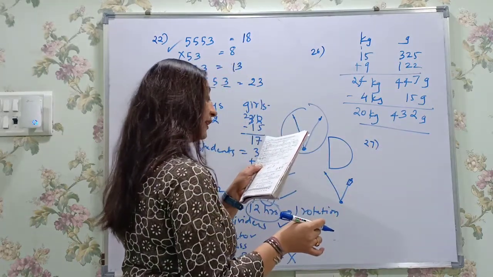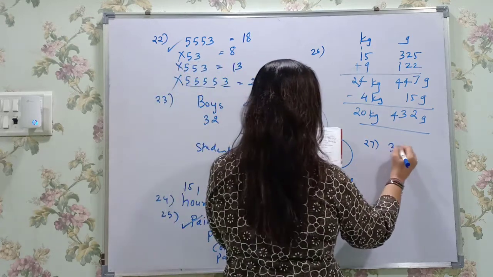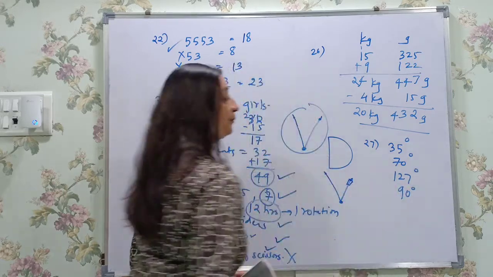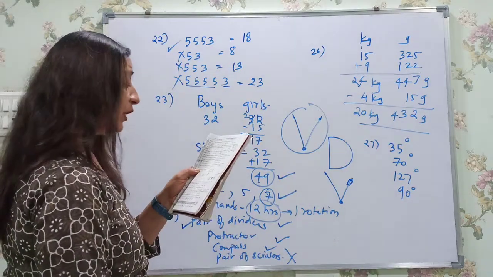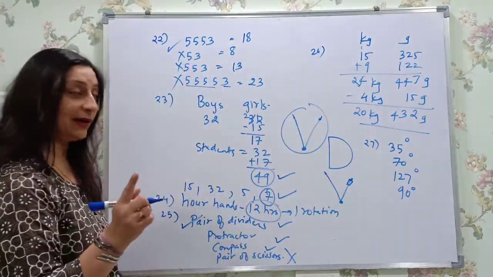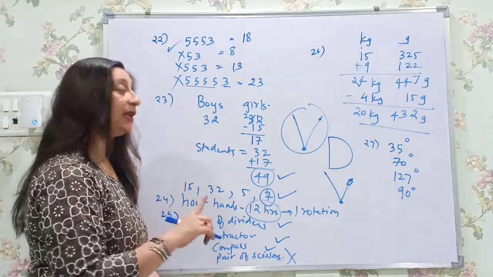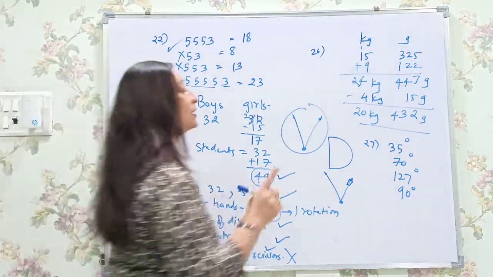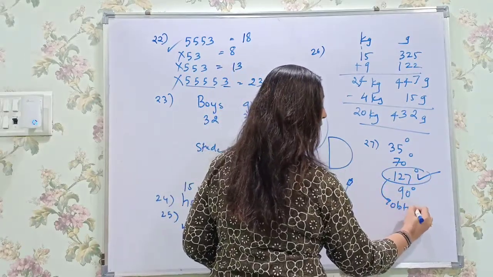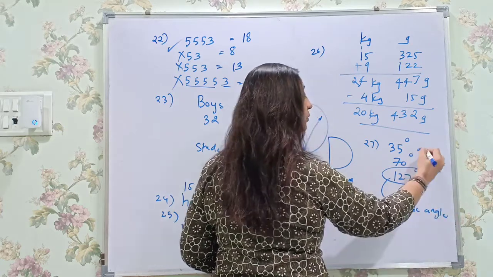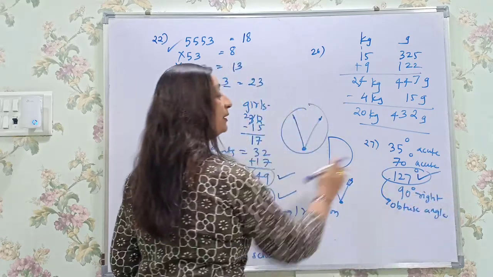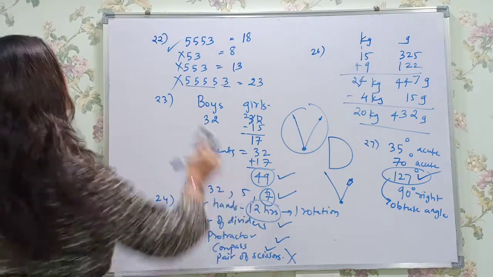Sum number 27. Which of the following measure of angle can be the measure of obtuse angle? Now the options are 35 degree, 70 degree, 127 degree, 90 degree. Now, obtuse angle is more than 90 degree, right? Acute angle is less than 90 degree and right angle is exactly 90 degree, right? So, which is more than 90 degree? 127. So, 127 degree is my obtuse angle. Now, this is acute. This is also acute and this is right. Isn't it? So, which is the obtuse angle? 127 degree.